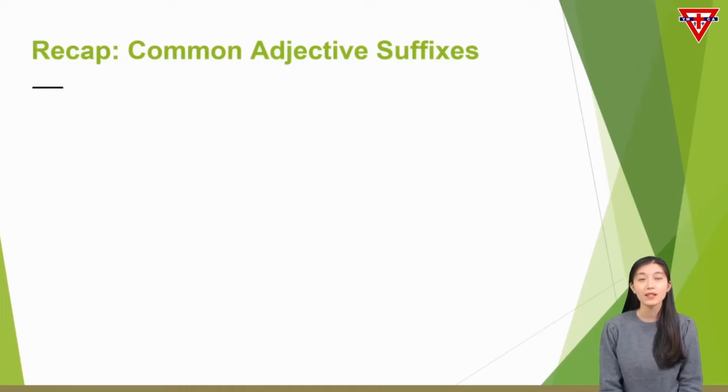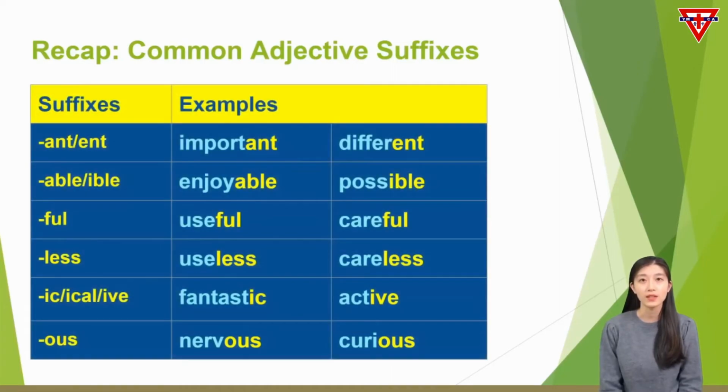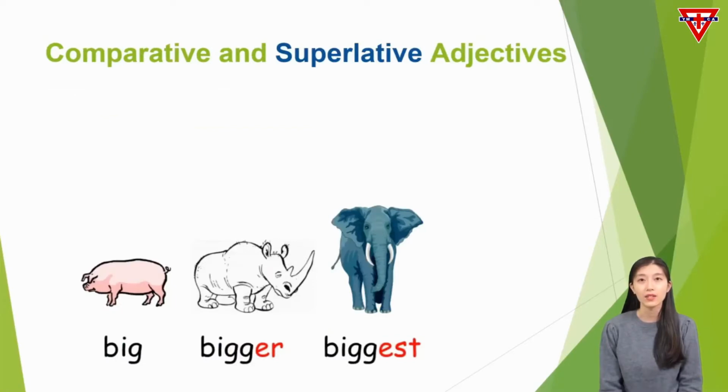Here is a list of common adjective suffixes. You can identify an adjective easily by looking at their suffixes. That means the ending part of a word, such as ant, A-N-T, E-N-T, able, A-B-L-E, I-B-L-E, full, F-U-L, and also I-C, I-C-E, and others. In today's video, we are going to focus on a certain type of adjectives.